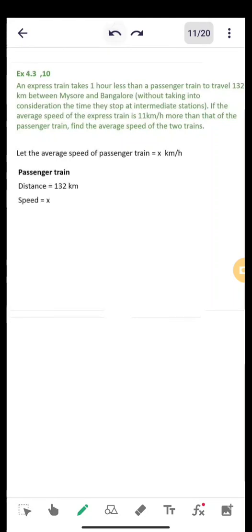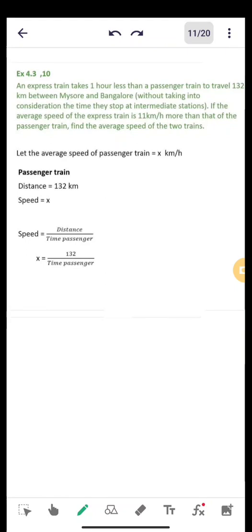So distance traveled by the train is 132 kilometers and speed is x. I can apply the formula distance is equal to speed into time. Using this formula, speed is equal to distance by time taken by passenger train. So I get x is equal to 132 by time taken by passenger train.